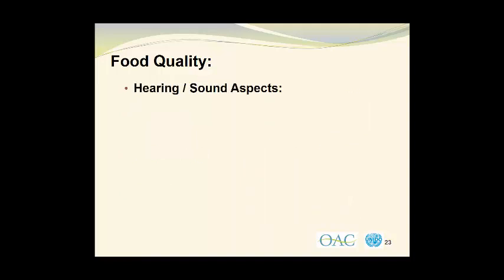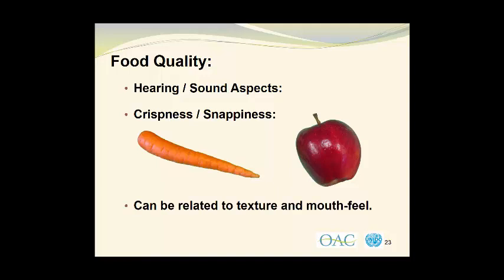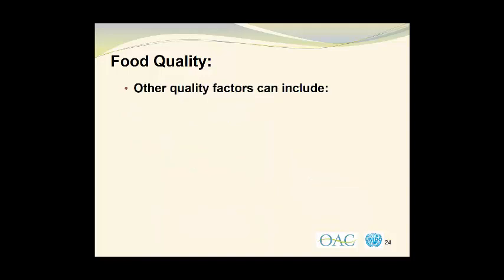Surprisingly, hearing or sound aspects can also apply to food quality. Crispness or snappiness can be applied to such things as carrots. If we break it, does it snap? When we bite on an apple, does it have a crispness or a snappiness and give us the sound that we are looking for as our teeth move through it? This can be related to texture as well as mouthfeel.